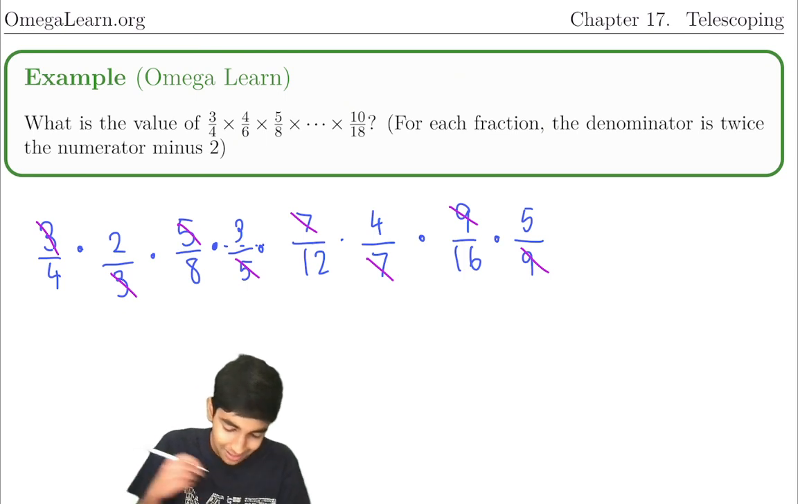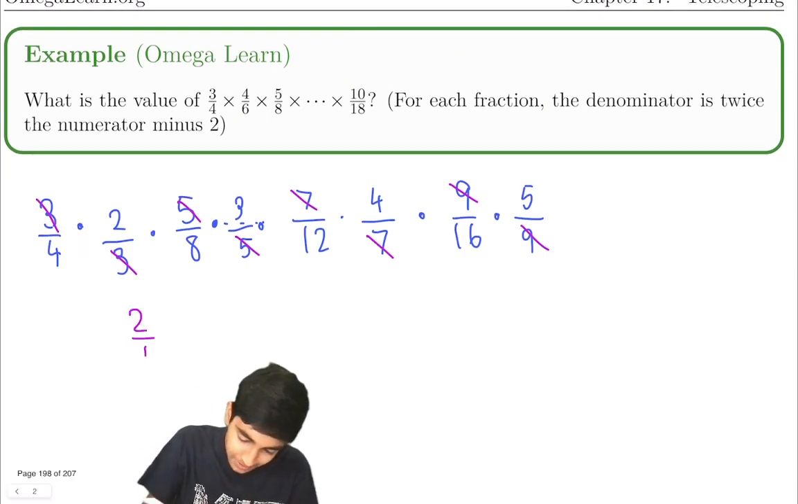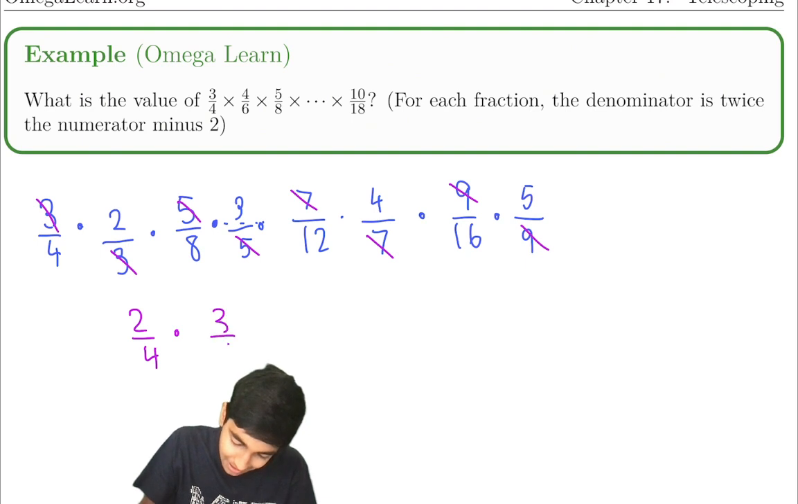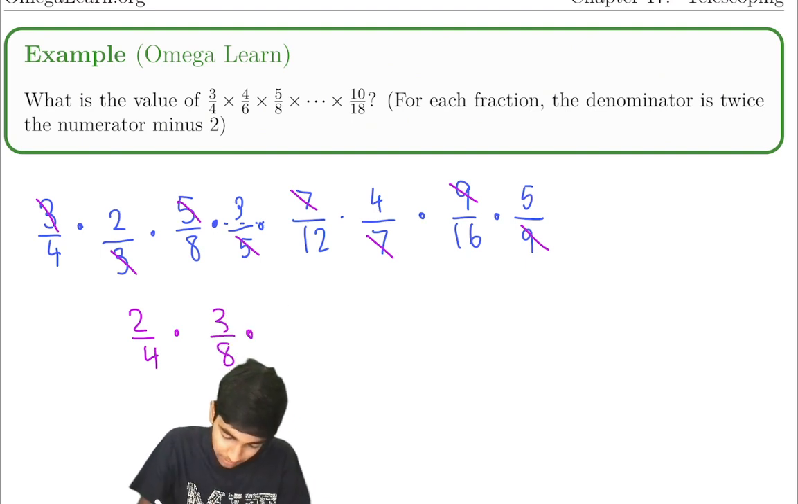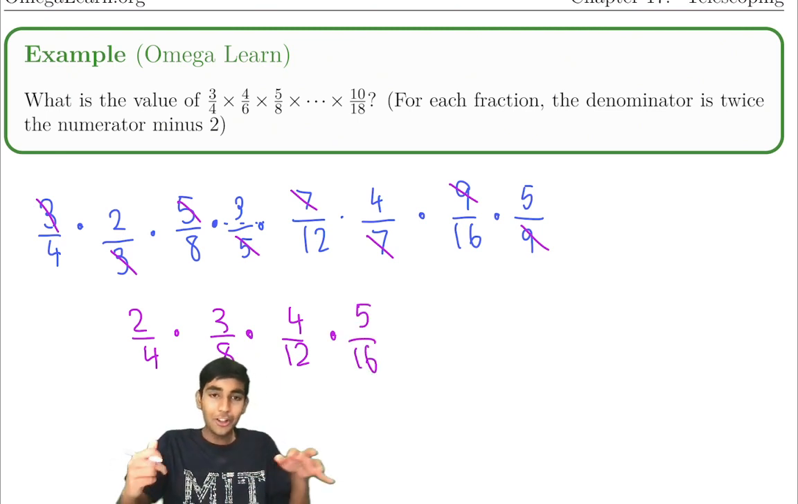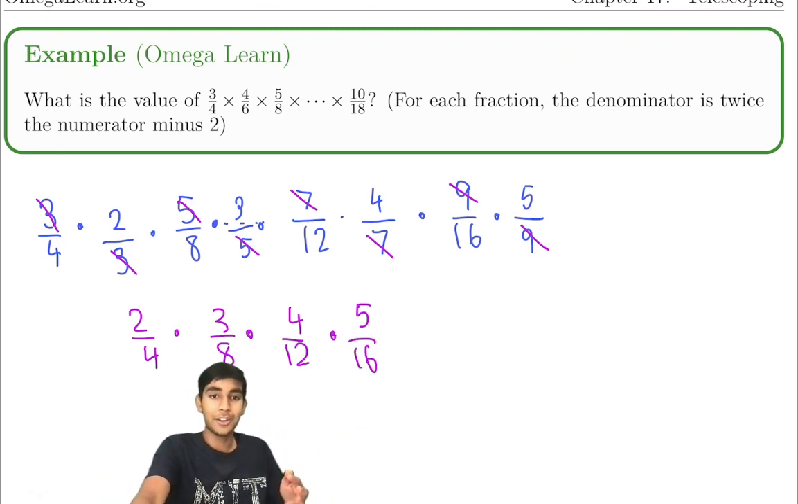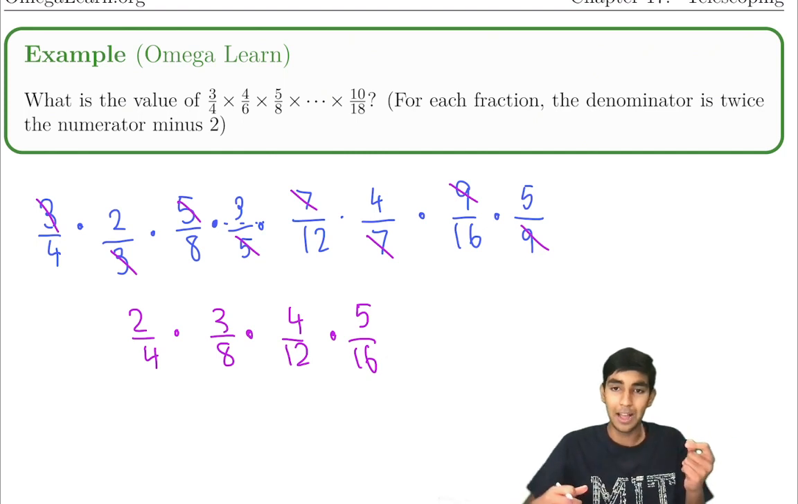Wow. So that leaves 2/4 times 3/8 times 4/12 times 5 over 16. We just literally made this expression half as complicated with a simple step, just like that.